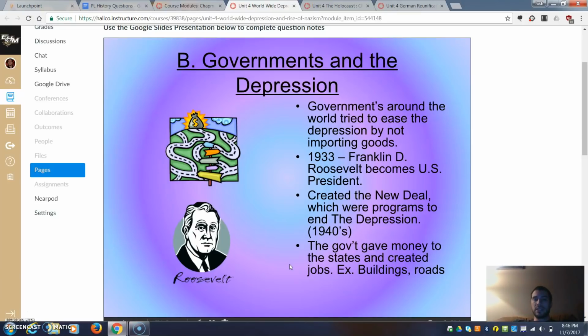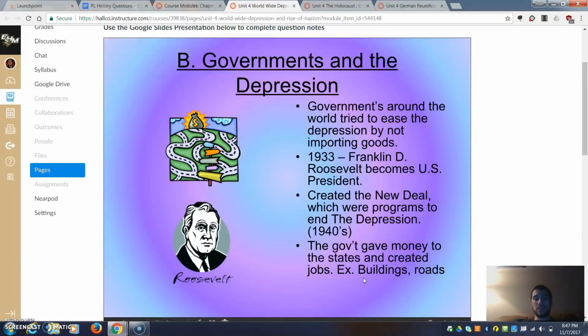In 1933 in the United States, Franklin Delano Roosevelt becomes the U.S. president. He creates what's called the New Deal, which is a program to end the Depression. It's a program to give people jobs. The government gave money to the states and created jobs to build buildings and roads.